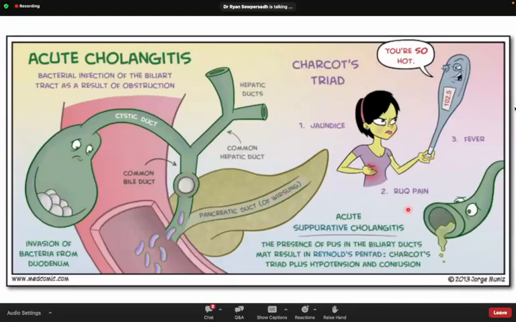Jaundice, fever, right upper quadrant pain. Jaundice, fever, right upper quadrant pain is Charcot's triad. Right, so that is significant for cholangitis. If you have, on top of that, hypotension and altered mentation, that is referred to as Reynolds pentad. Reynolds pentad speaks to septicemia secondary to acute cholangitis.